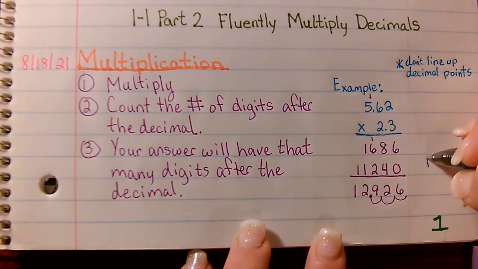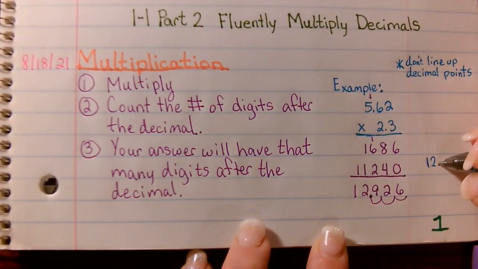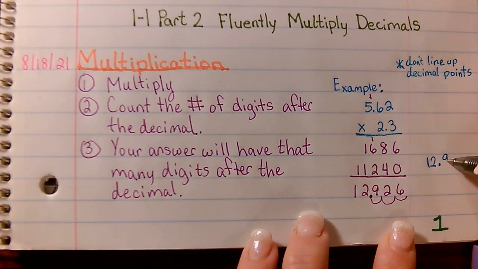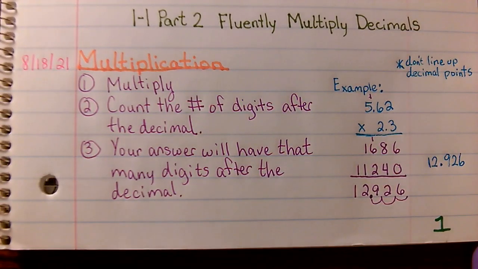Okay, so that meant my final answer was, if we want to rewrite it just to see it again, 12.926. And since the 6 is in the thousandth spot, you could say 12 and 926 thousandths. Notice when I say and, that's where the decimal goes.